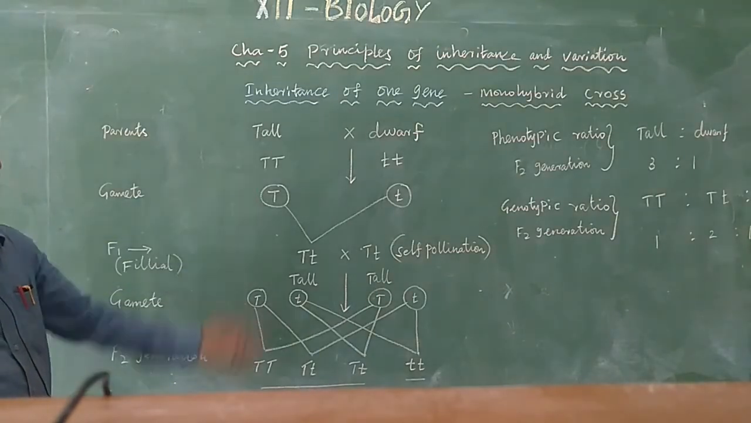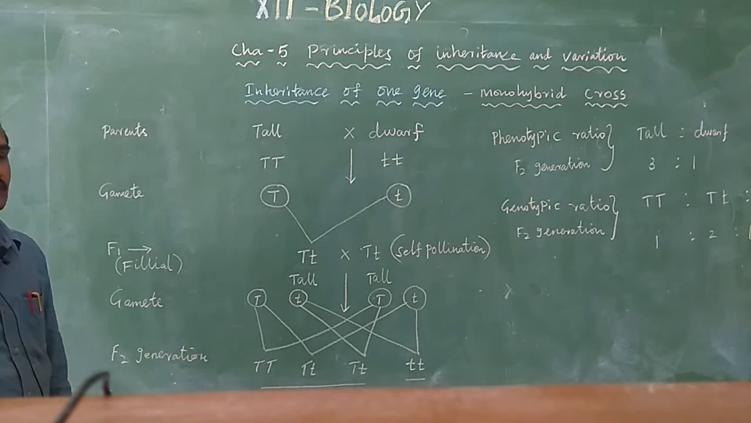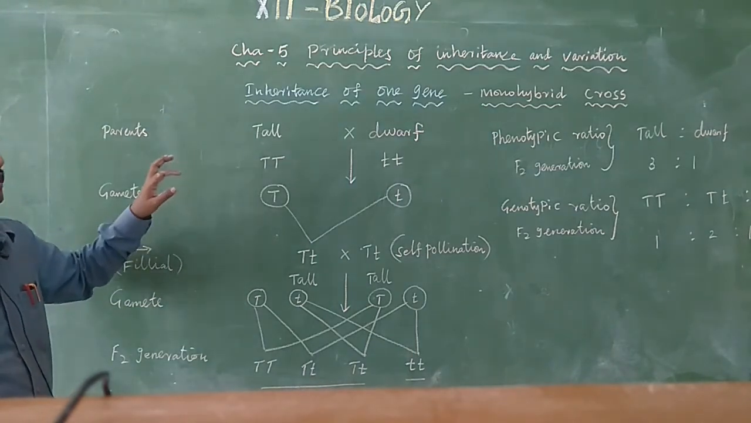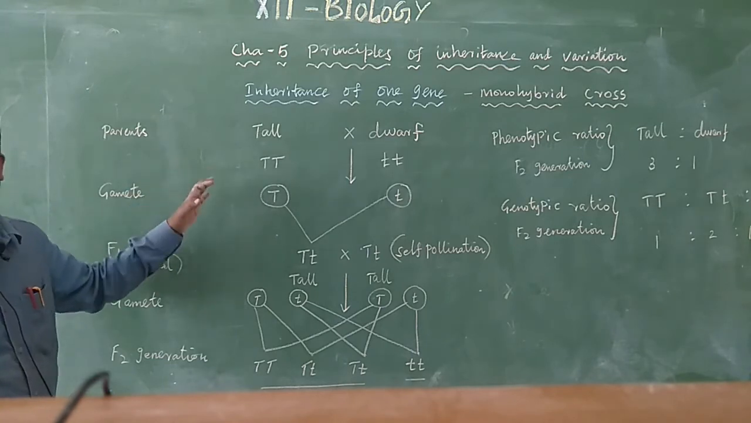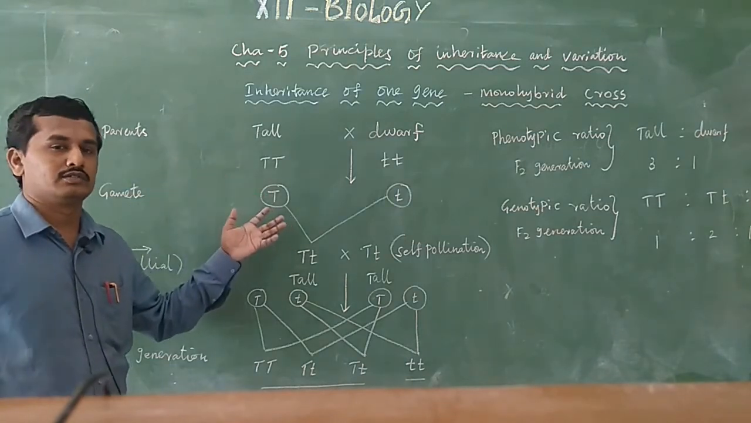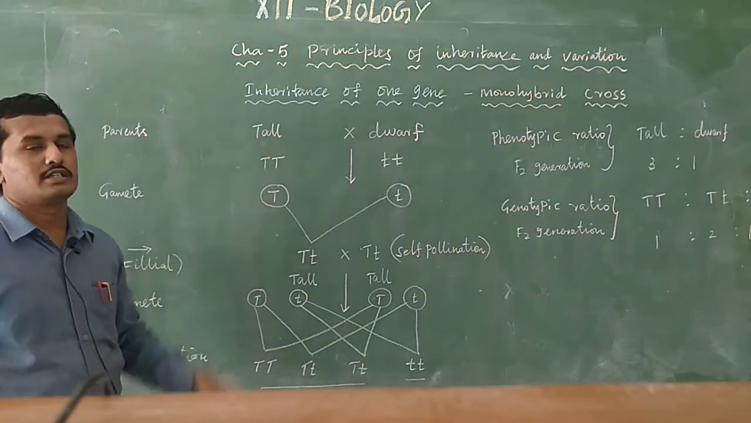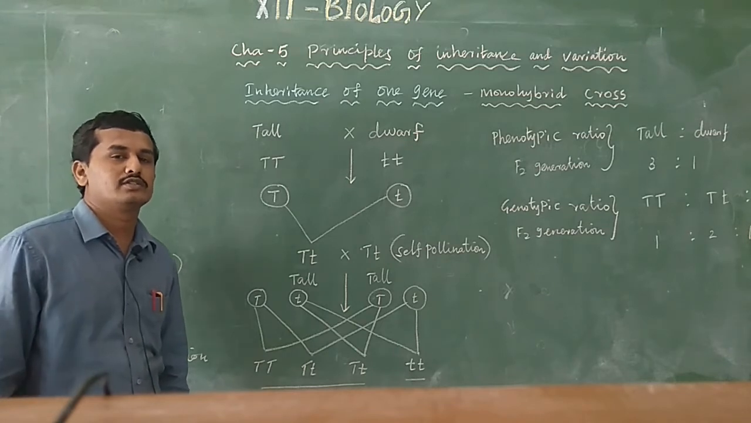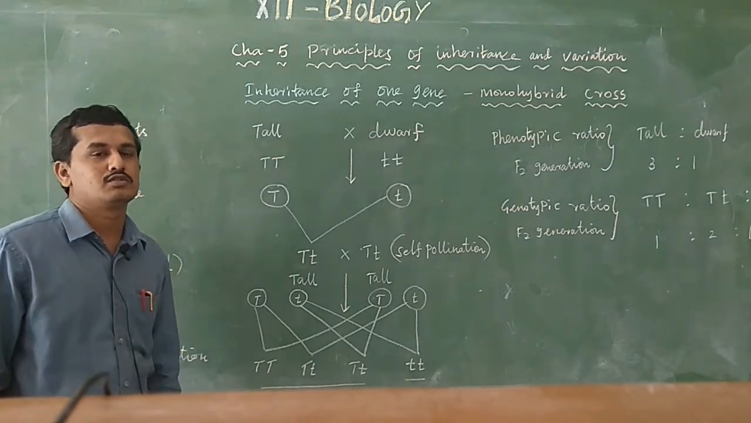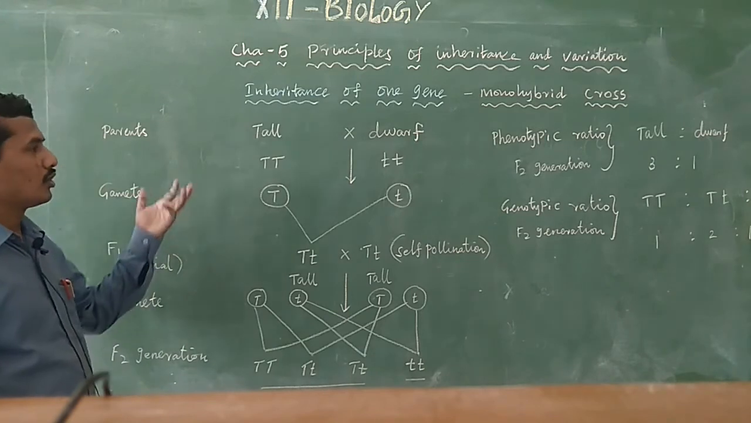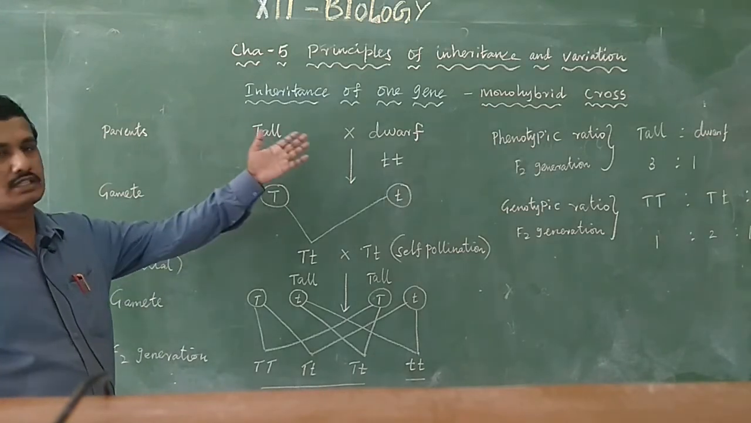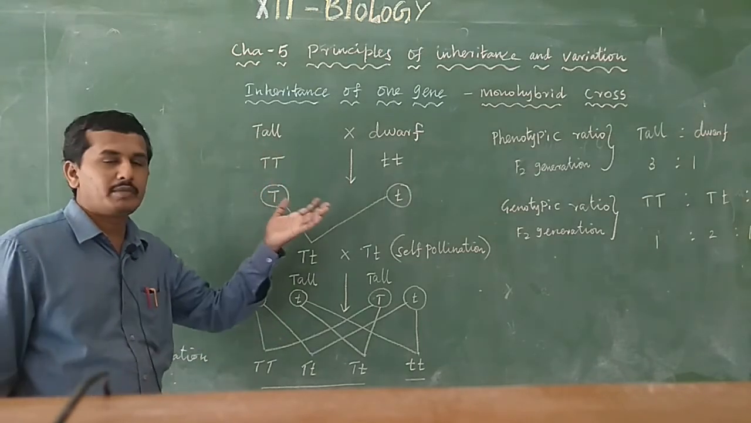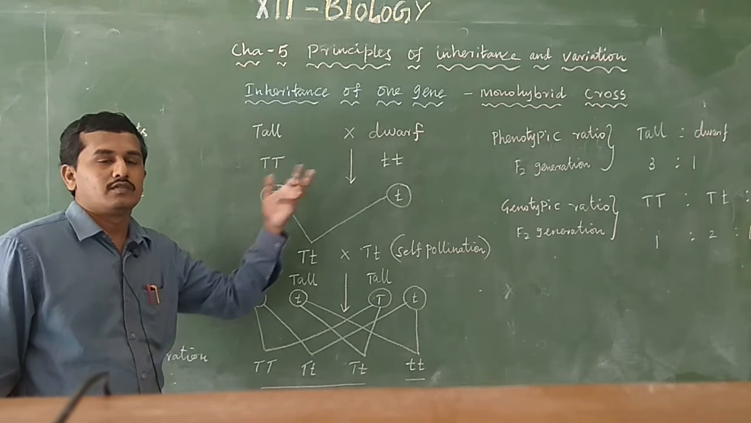Okay, copy this in your classwork. This is a monohybrid cross. This is how questions are asked in your board exam: draw or work out a monohybrid cross between a tall plant and a dwarf plant and show the phenotypic and genotypic ratio of the F2 generation. In 2 marks, work out a monohybrid cross between a tall plant and a dwarf plant and work out the phenotypic and genotypic ratio of the F2 generation.